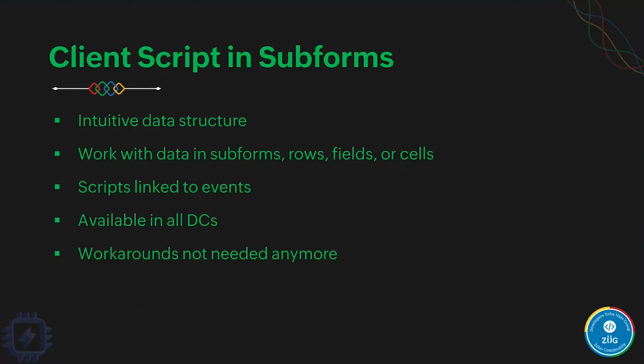For example, like I said, client scripts are linked to events that happen in some specific field, right? For example, if it's a text field, on the value change, you can trigger a client script. So there are certain events that are specific to subforms that are now being introduced, and we'll take a look at them in a little while. And support for subforms in client script is now available in all DCs. So irrespective of which DC your data is in, you can try your hand and experiment with this.